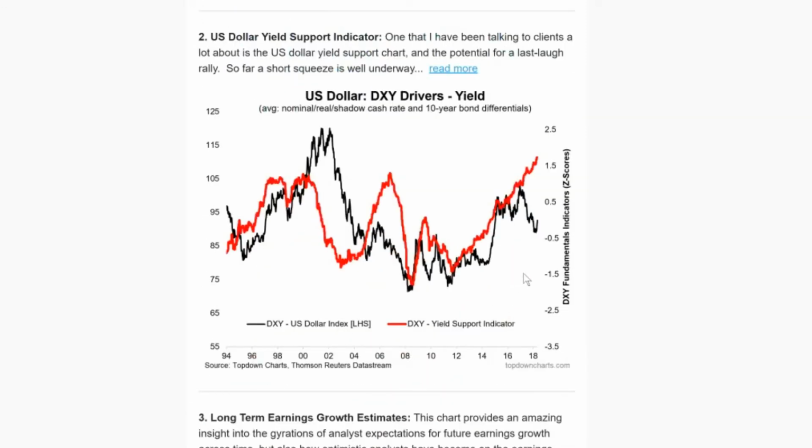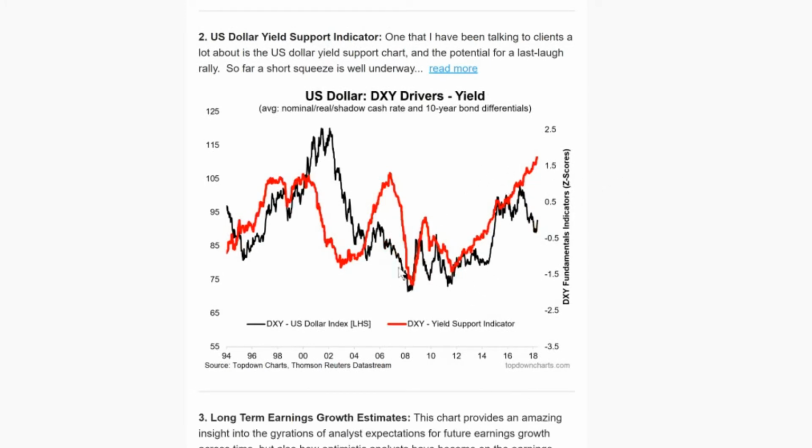Moving on to number 2, US dollar yield support indicator. So this red line here includes the signal from the nominal cash rate differentials, real cash rate differentials, and the shadow cash rate, which is the nominal cash rate adjusted for the impact of quantitative easing, and the 10-year bond yield differentials.